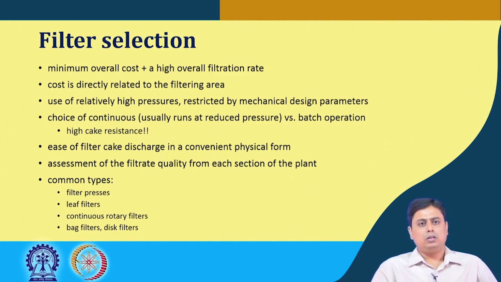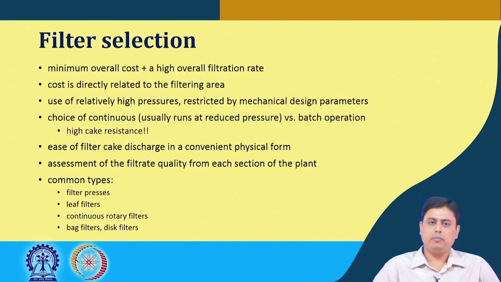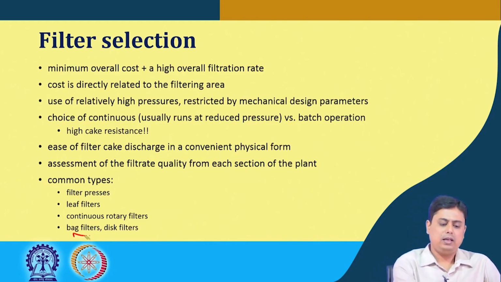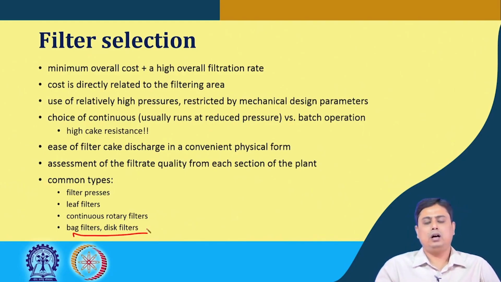Now, the common types of filters that are frequently used are the filter presses, leaf filters, continuous rotary filters, bag filters, and disc filters. These last two that are mentioned here are specifically designed for certain specific operations. These are not as frequently used. These are used in certain specific applications, and we will see those.